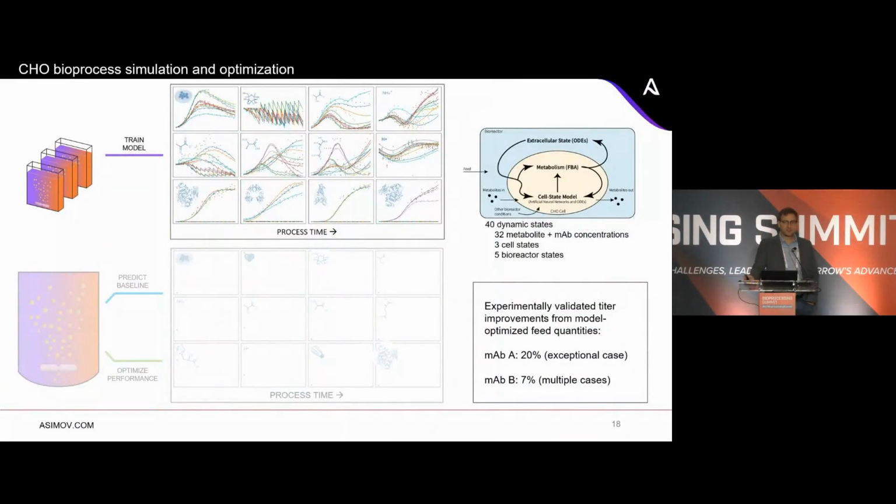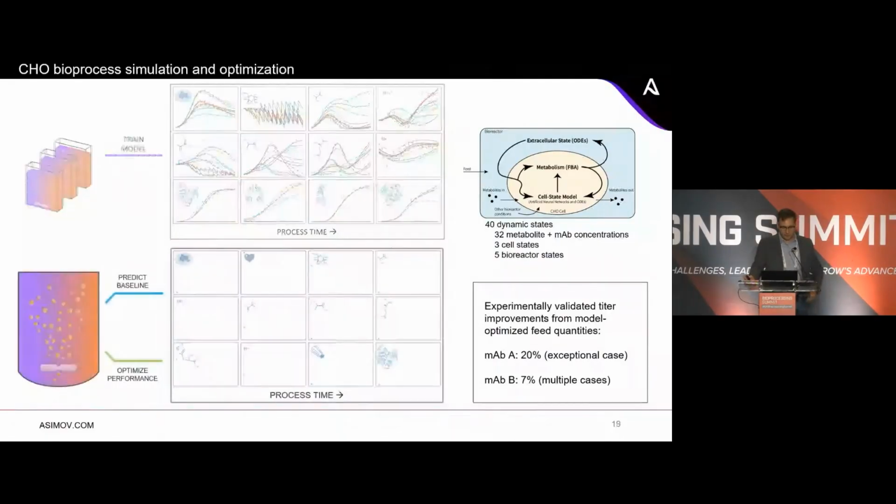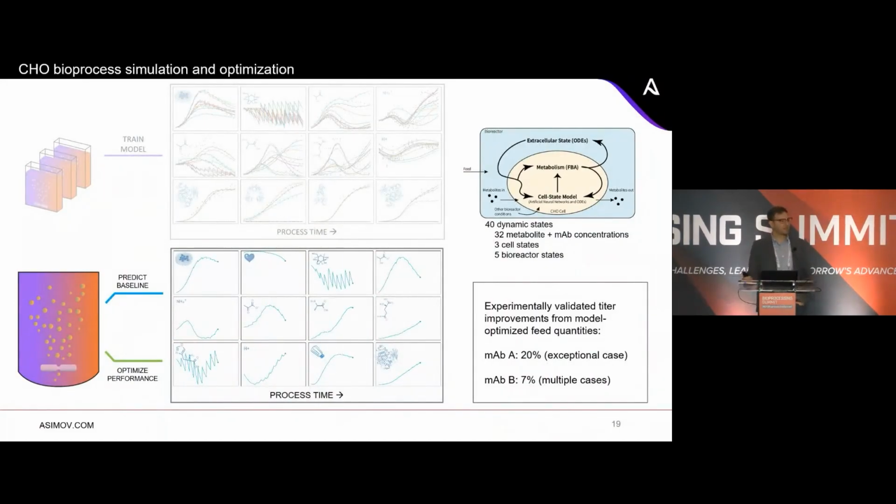So now that we've trained the model, we can start to apply it. And so a particular use case might be, first, we predict the trajectory of some baseline process, let's say our platform process, and then we can of course confirm that the predicted trajectory of that process matches our current process. But then we can run an optimization problem and say, given certain decision variables for this process, let's say feed quantities, let's fix the feed times, but let's just let the model decide the feed quantities to provide to this process. With an objective of maximizing titer.